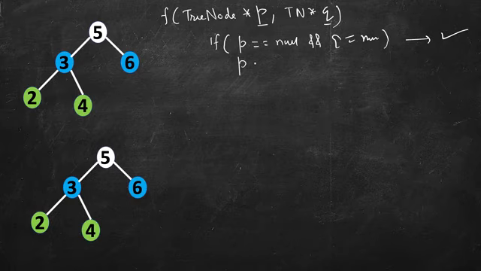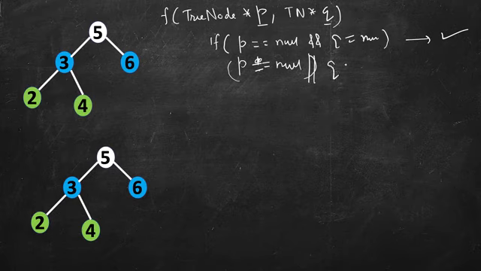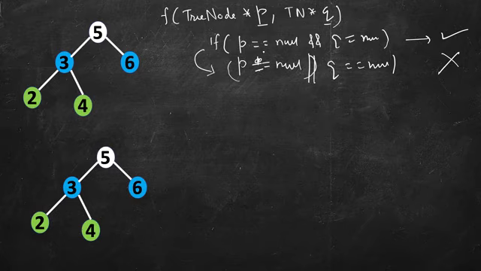If one of them is not null, or one of them is null, or Q is null, then return false. So if both are null, it will return from here itself. So it proceeded here, that means both are not null. But if one of them is null, then that means the other is not null, because both cannot be null here. If both were null, we would have returned from here. So in this case, we return false.